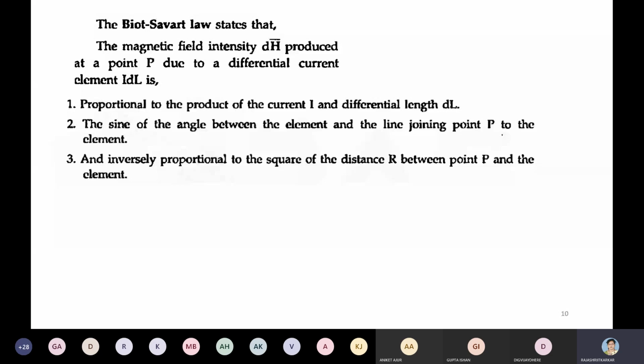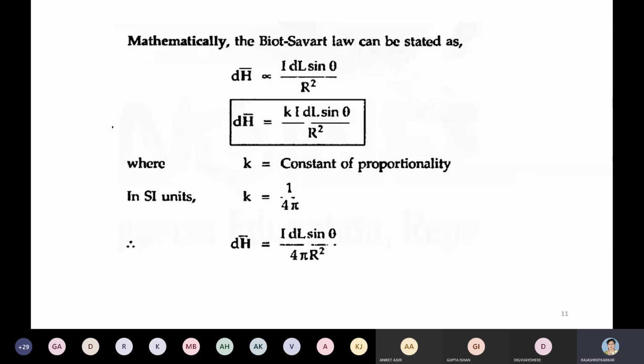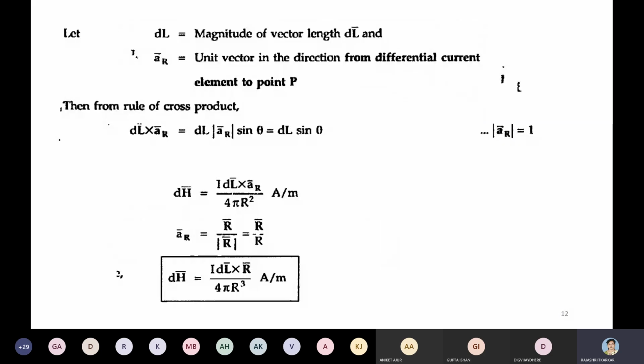And hence we put that dH, the differential magnetic field intensity, is proportional to I dl sine theta upon R square, right? Where K is the proportionality constant, which is given by 1 upon 4 pi, and hence dH is given by I dl sine theta upon 4 pi R square. So we have represented dl as the magnitude of a vector, and hence it is a constant.